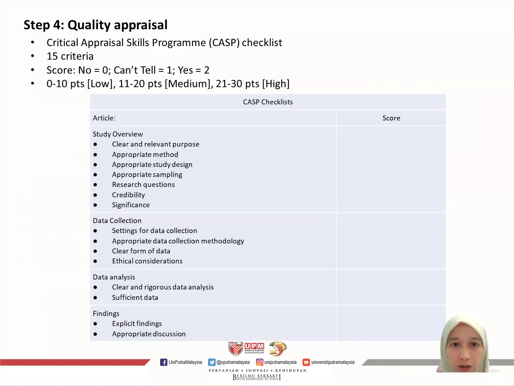And this is for the quality appraisal, starting from using the CASP checklist with 15 criteria.